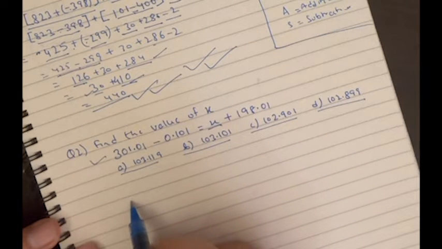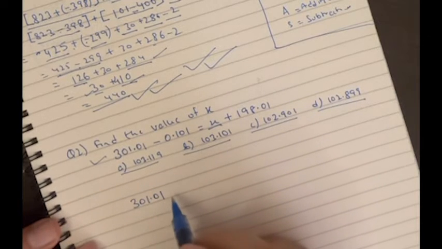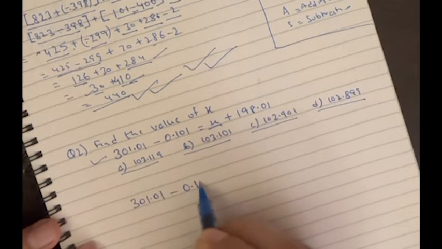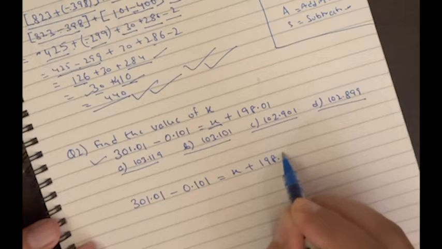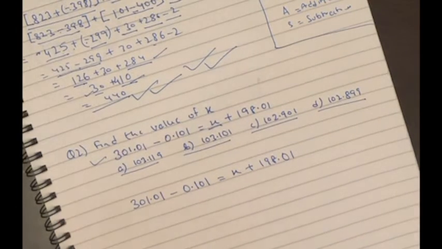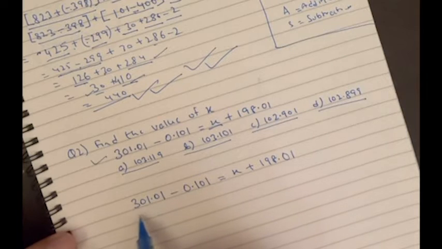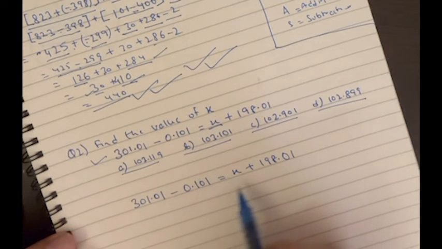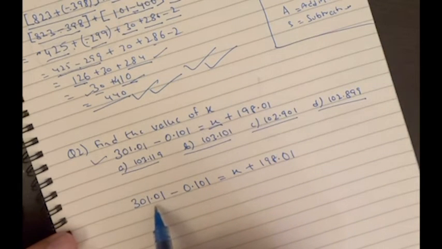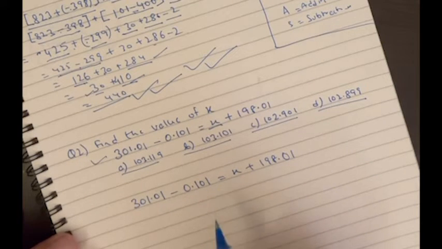I will write down the question once again for all of us. 301.01 minus 0.101 equal to x plus 198.01. Make sure when you have a question like this, you copy the question properly in the examination hall from the question paper, because many times under time pressure while we copy the question down, we leave out the decimal point, or we add an extra 0, or we are not able to copy the question properly, and hence it impacts the overall answer that we receive, right?